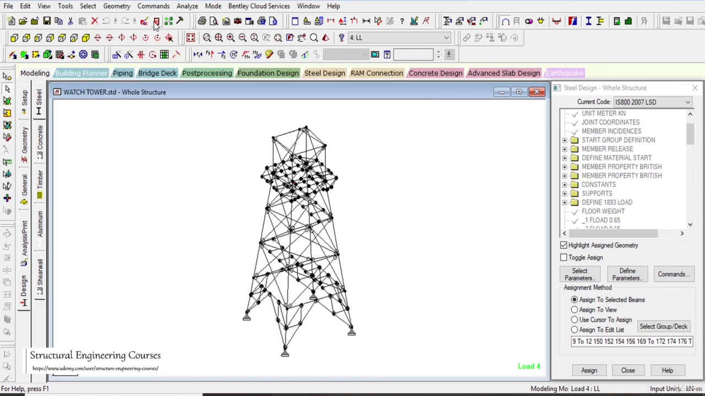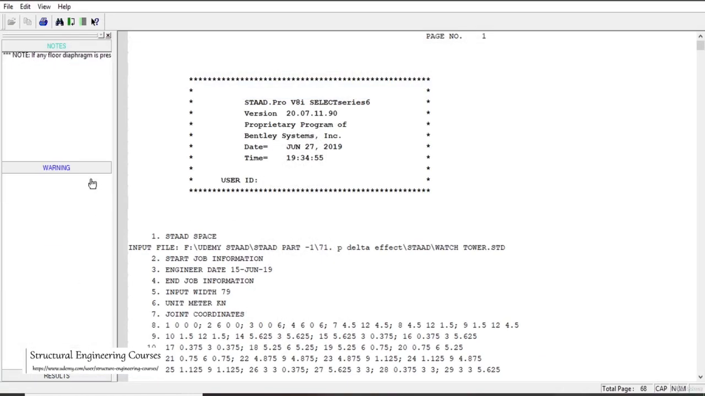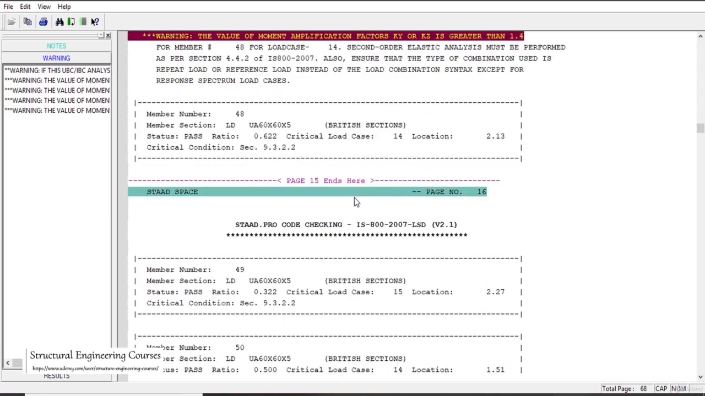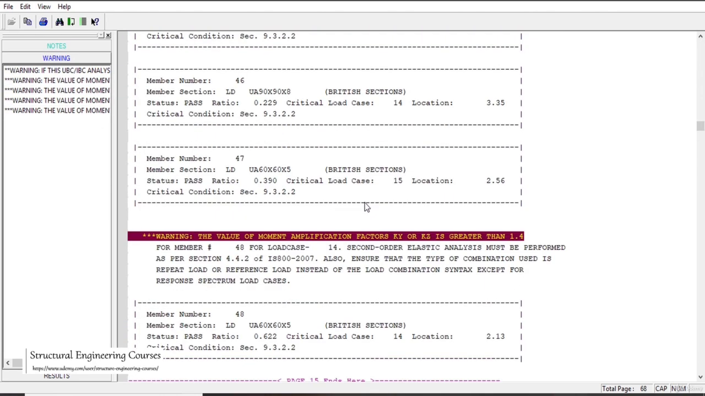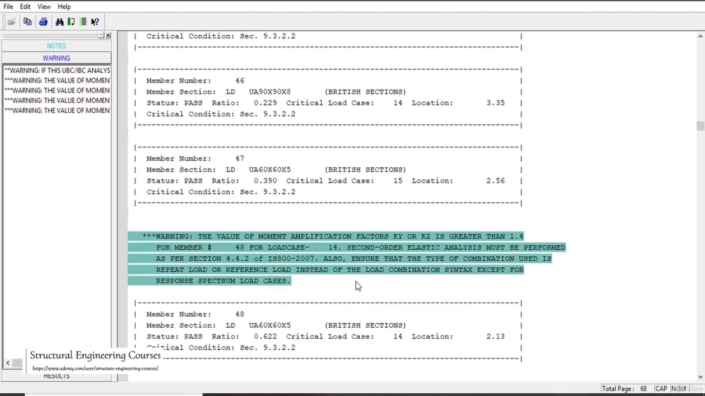So let us also check the warnings here. This is a mistake that I have seen being done by engineers with 10 to 15 years of experience also. What they do is that they simply ignore this warning. In this warning, it is saying that the value of moment application factors KY, KZ is greater than 1.4 for member number 48. So second order elastic analysis must be performed as per section 4.4.2 of IS 800/2007.